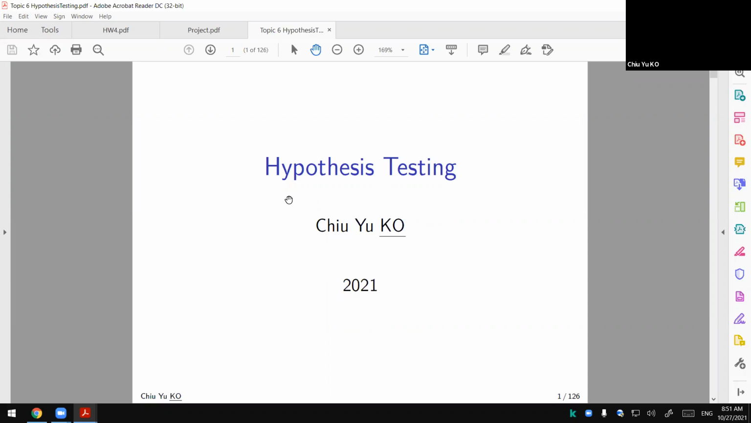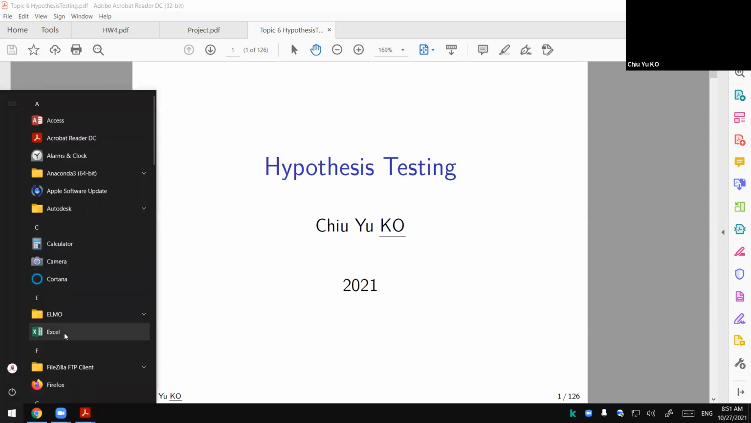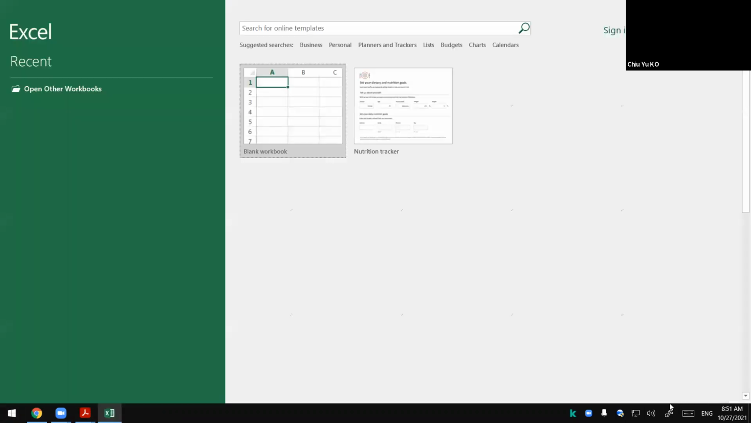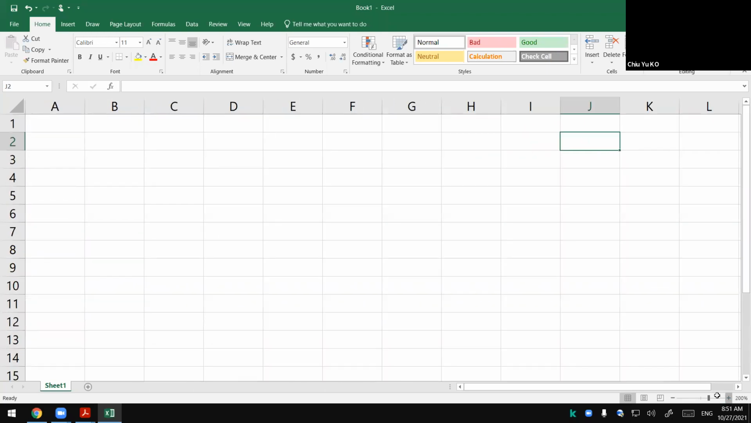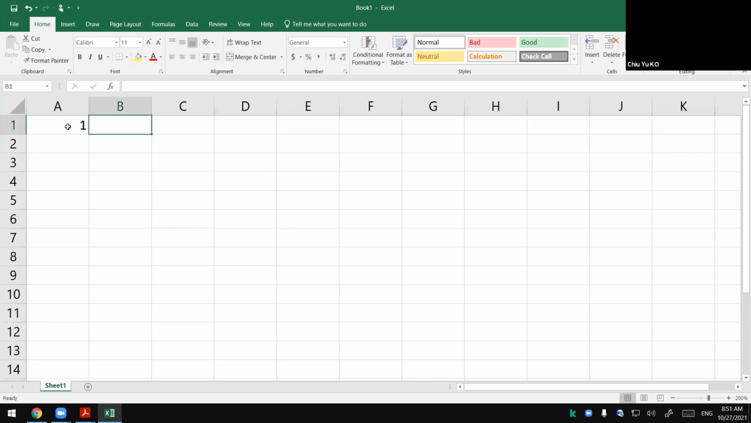So let me show you the Excel. Probably you will find it easy to see the numbers. Let's see the numbers in action. So how to get the first time correct by luck? Simply by luck. Let's see.